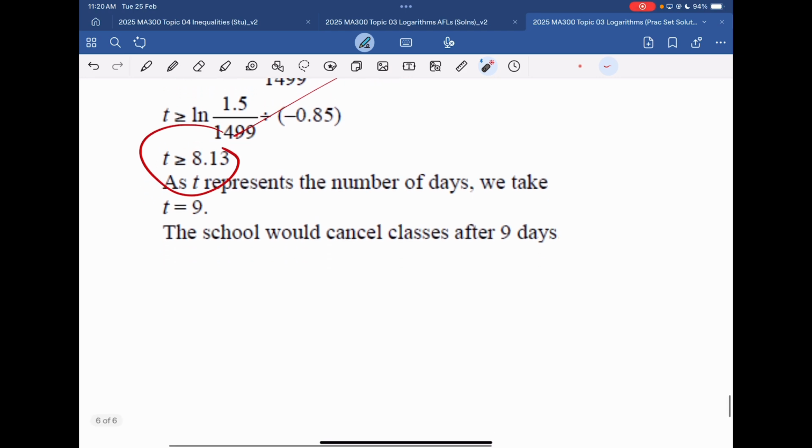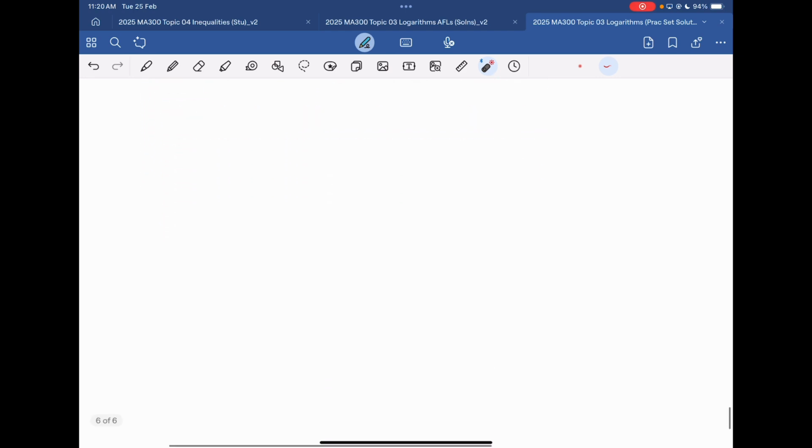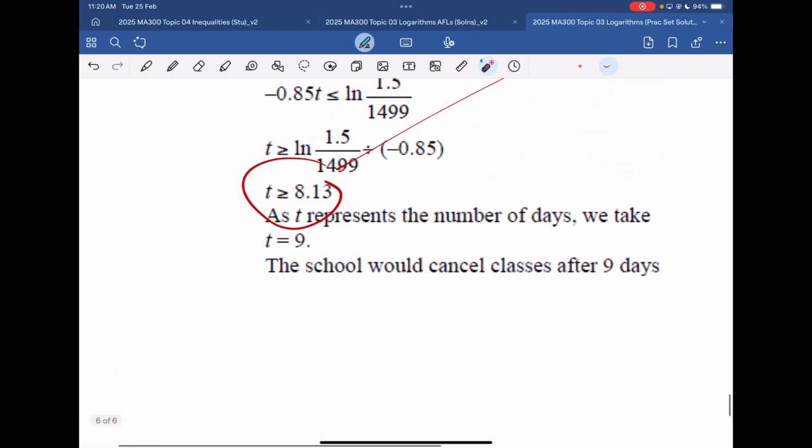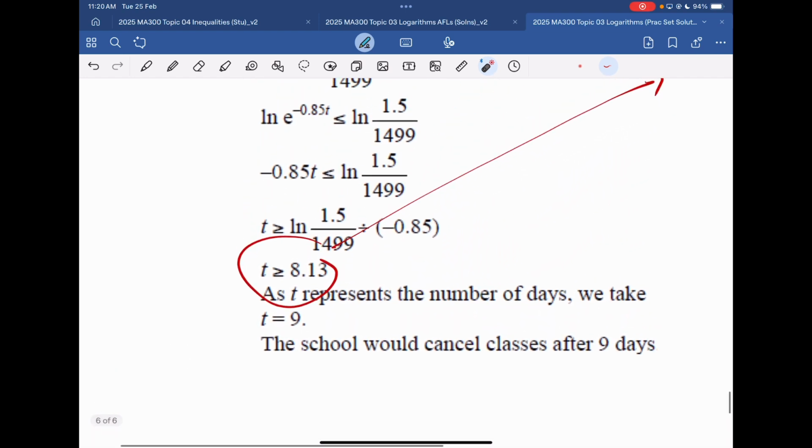Just remember it's a round up. May I go to assignment now? Okay, so I go to assignment now.